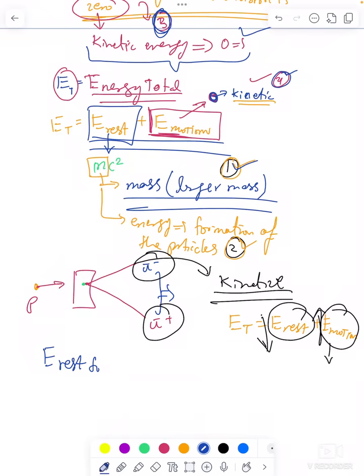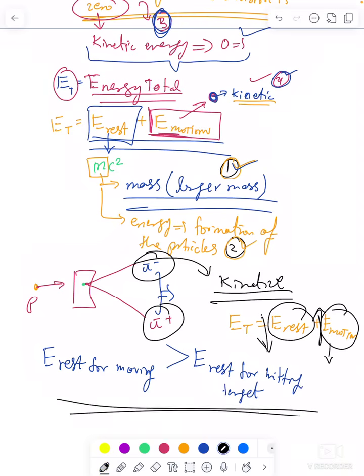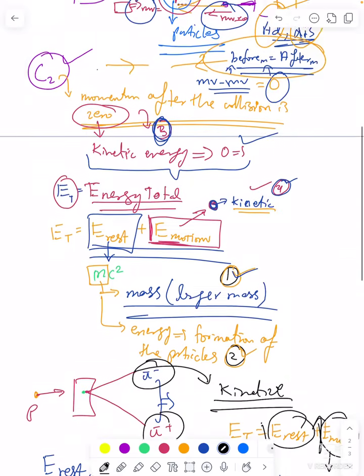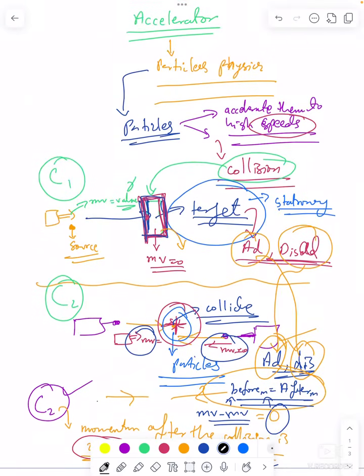at rest for a moving collision, we talk about moving collision means two particles colliding with each other, is greater than energy at rest for hitting a stationary target. Okay, that's how it will be. So that's about the two types of collision.